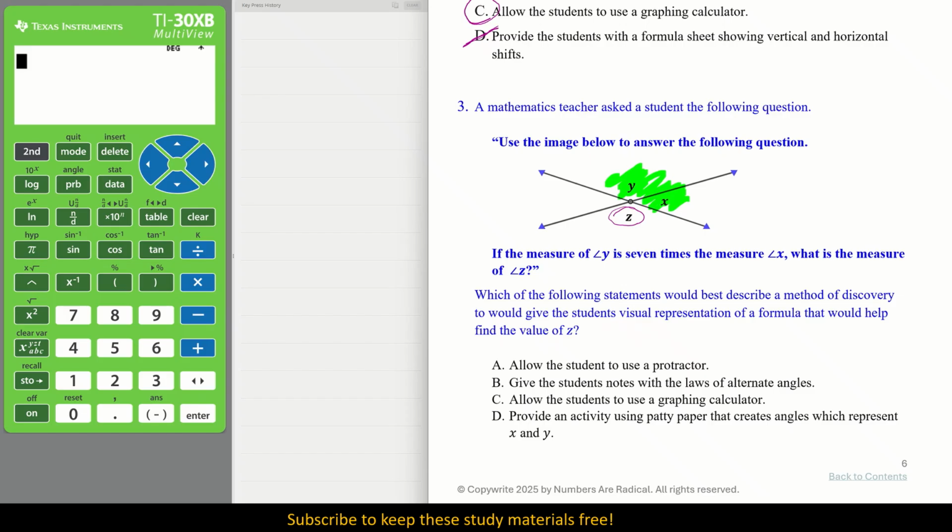Okay, allow the students to use a protractor. That is not a good self discovery. That's just simply an estimate of the values. That's not going to work. Okay, all right, so let's mark through that.